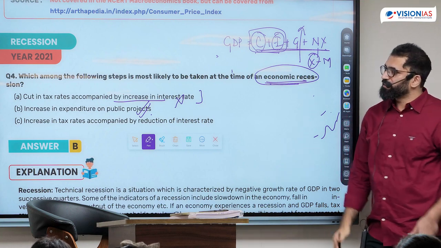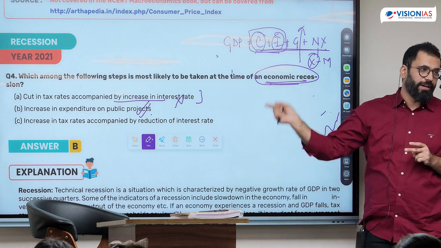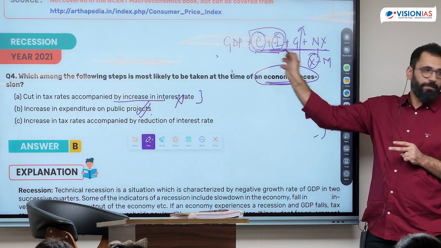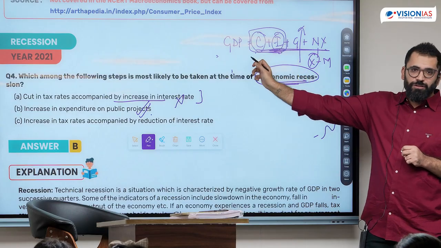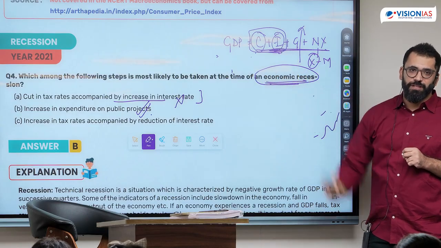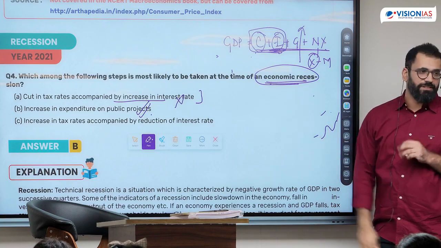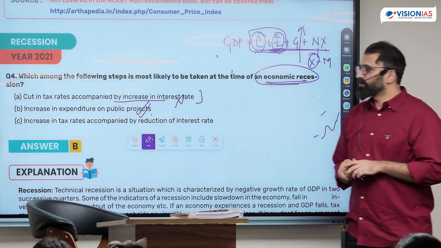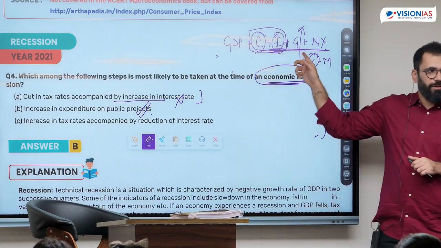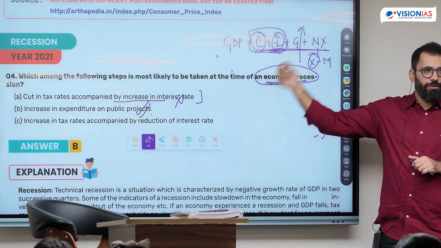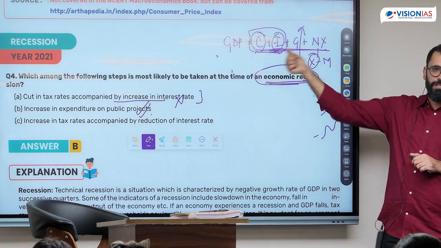The third one, increase in tax rates accompanied by reduction of interest rates, these two are opposite. If I increase the interest rate, will they invest? They will also not be able to spend. This is something which they will not do. The fourth one is decrease in expenditure, not mentioned here. Answer is B. Is it clear? Use this equation always, you'll be able to solve such type of questions. How to come out of recession, you see what is the impact on these four variables.